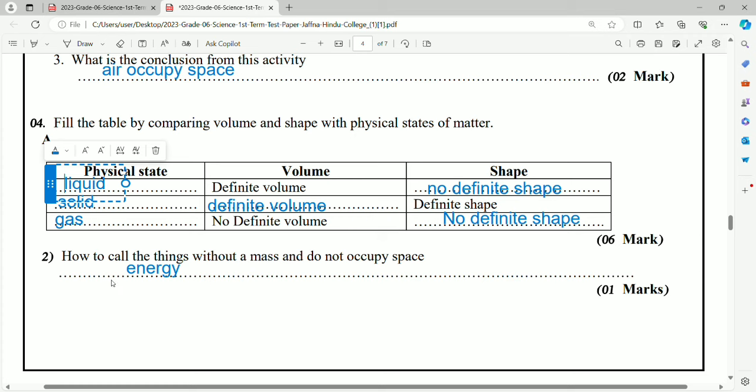Then what do we call things without mass? No mass, do not occupy space. It is known as energy. Without mass and not occupying space means energy. We can't buy 25 kilogram electricity. We can't buy 25 kilogram sunlight. So energy has no mass. If something has no mass, absolutely we can say it is energy.